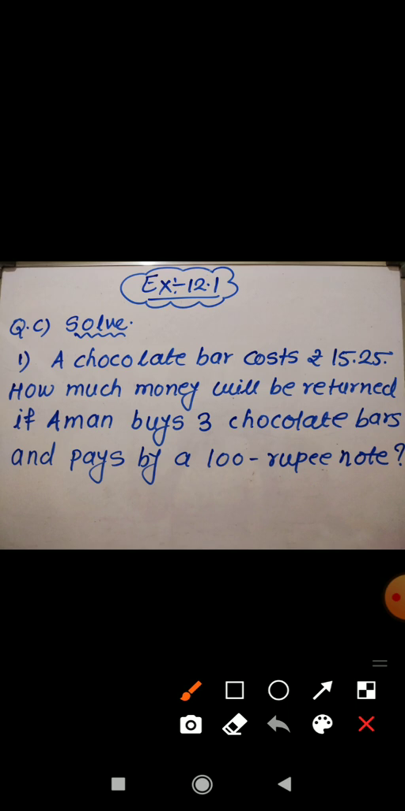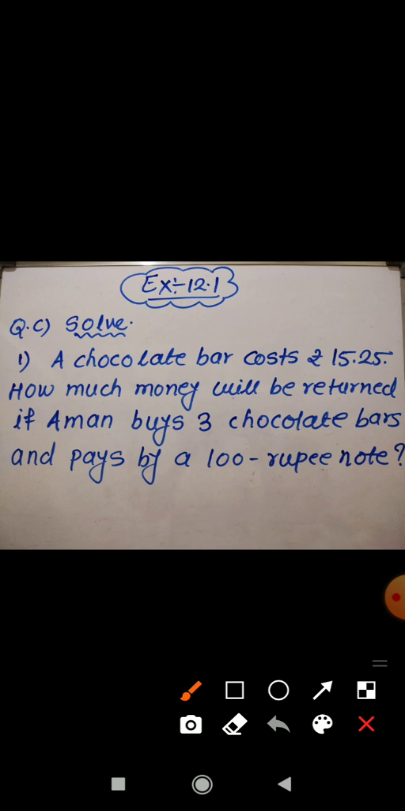In this question it is given that the cost of one chocolate bar is 15 rupees 25 paise. Aman buys 3 chocolate bars and he pays a 100 rupees note to the shopkeeper. Then how much money will be returned? It means in this question we have to find out the money left over, right? Now how will you find out the money left over?